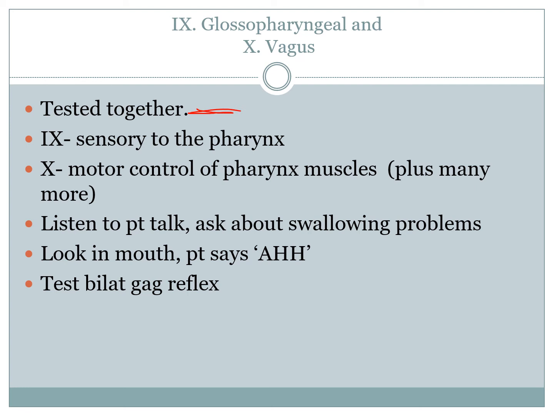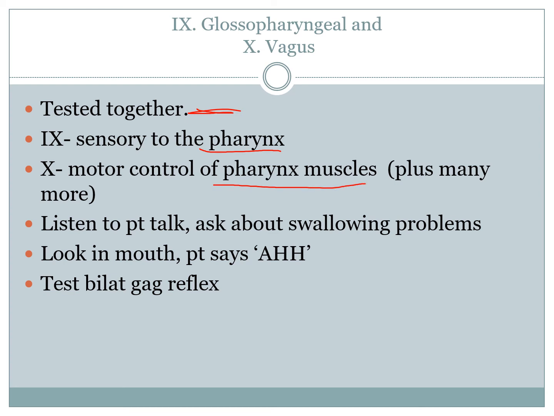Okay, the reason they're tested together is that 9, your glossopharyngeal, is all about the sensory aspects of the pharynx. Now your vagus nerve, we all know the vagus nerve does a lot. Okay, a lot of very important things, especially when we're dealing with emergency medicine. But in this case, to test it, it's responsible for the motor control of your pharynx muscles, like your gag reflex. So that's why we test them together.